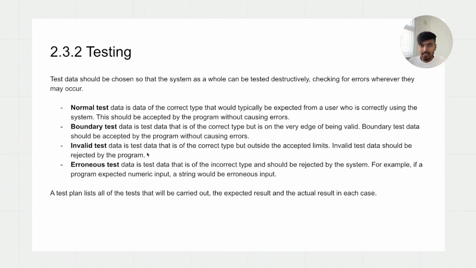For example, in the previous example, we had a postcode like XX13YYY. If we put that in as a postcode, that's invalid. The program should not crash, but it should say to write a valid postcode. An erroneous test is basically the incorrect type and should be rejected by the system. For example, if it expects a numerical input, a string would be an erroneous input.